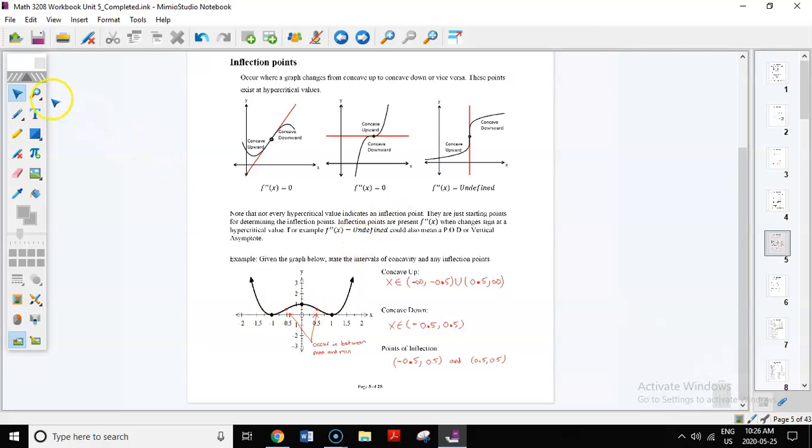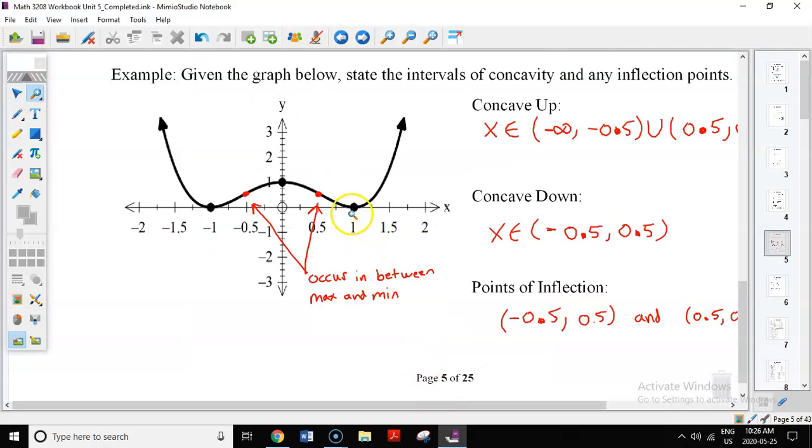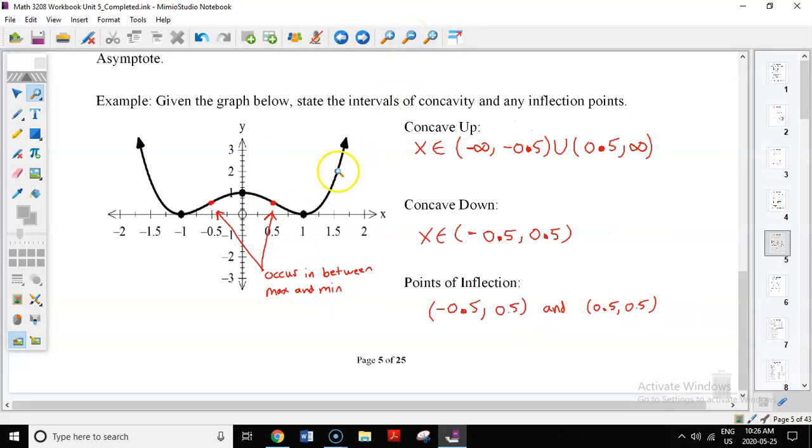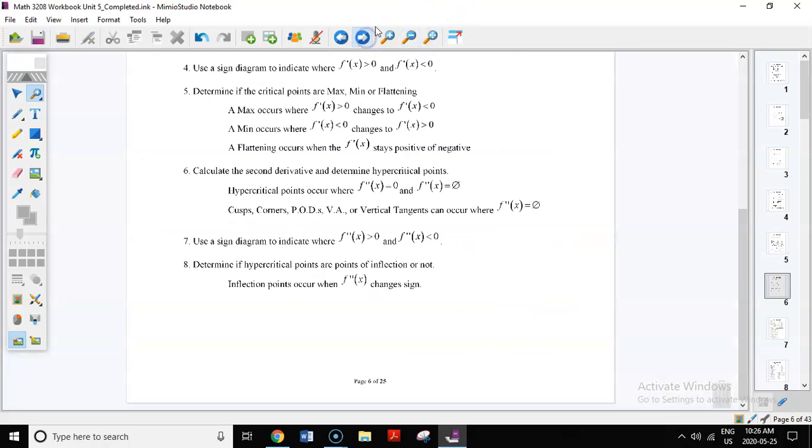And a little note here, you can see that in the middle of this min and this max, you've got a change in concavity. And in the middle of this max and this min and max, you've got a change in concavity. So that's really an easy way to get the point. If you know that you got a max at 0 and a max at 1, then in the middle it's going to be an inflection point. So a few new terms there.